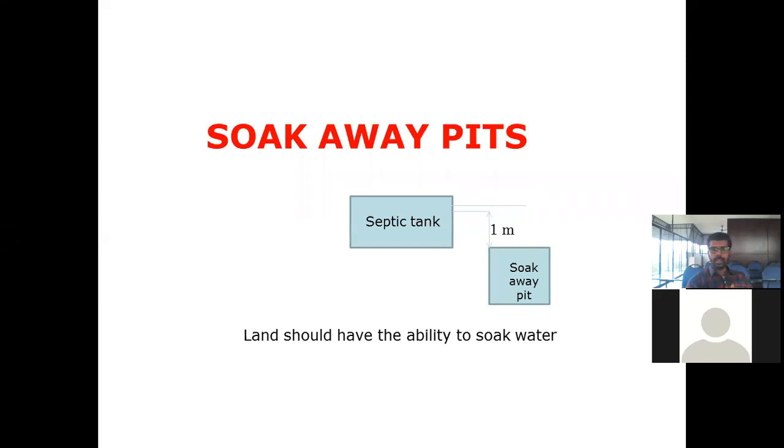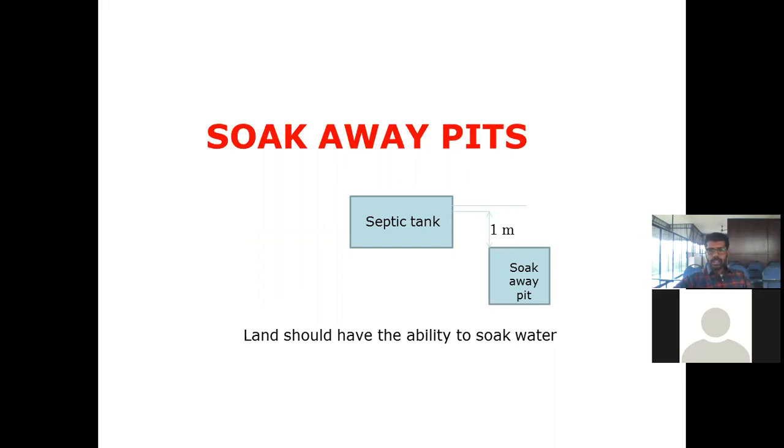Both are same. Okay, so there will be a soak pit after a septic tank also, that I have already explained in the last class. The overflow of the septic tank will be given to the soak pit only. From there, it will absorb and it will settle inside the soil.